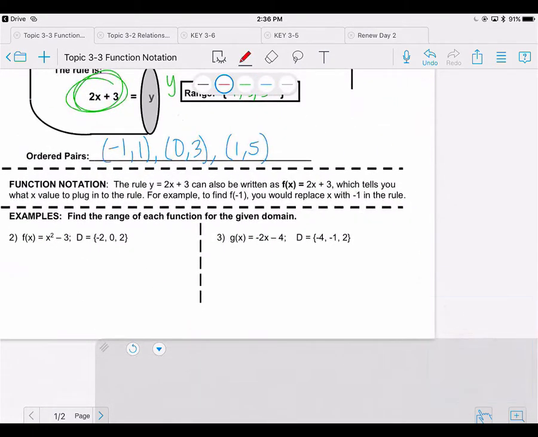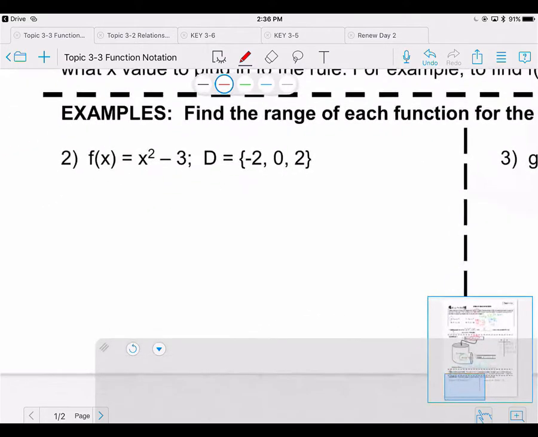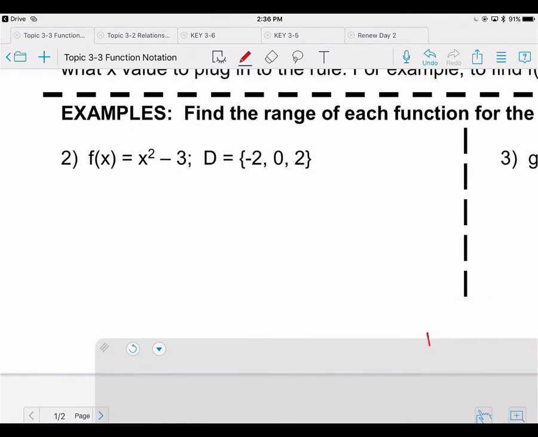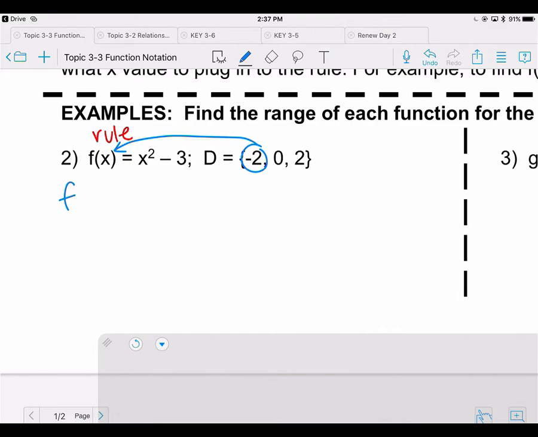It tells us down here, function notation: the rule y equals 2x plus 3 can also be written as f of x. So instead of y, you have f of x equals 2x plus 3, which tells you which x value to plug into the rule. For example, if you were looking to find f of -1, you would replace x with -1 in the rule. Down here we have f of x equals x squared minus 3. This is just my rule. They give me the domain, which is 3 x values, and I'm just going to plug each of those into the rule. First, I'm going to plug in -2, and anywhere I see an x, I'm replacing it with -2.